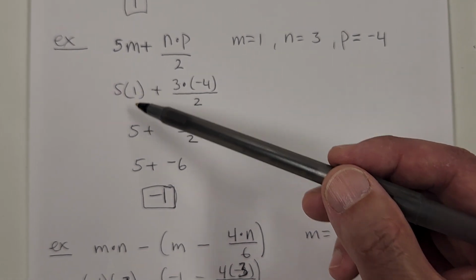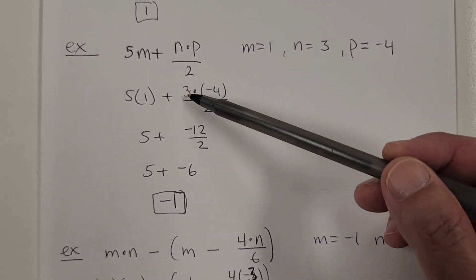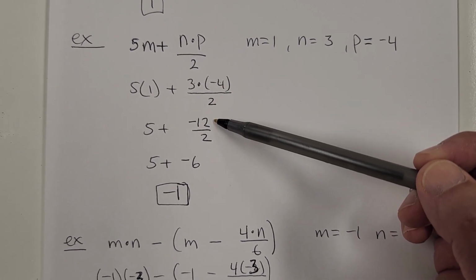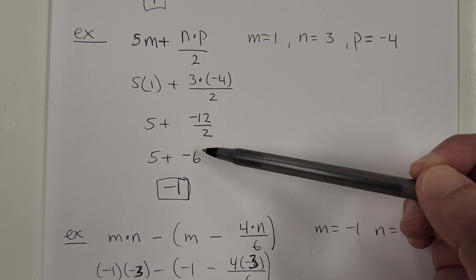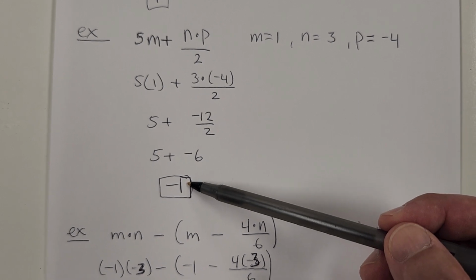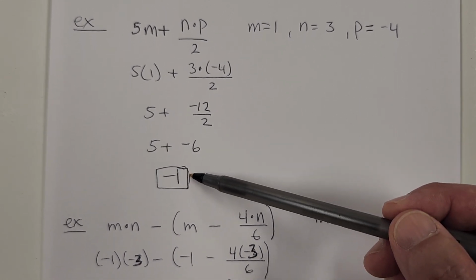So 5 times 1 is 5. 3 times negative 4 gives me negative 12. Okay, and then negative 12 divided by 2 gives me negative 6. 5 subtract 6, negative 1. Okay, or 5 plus negative 6 gives me negative 1.